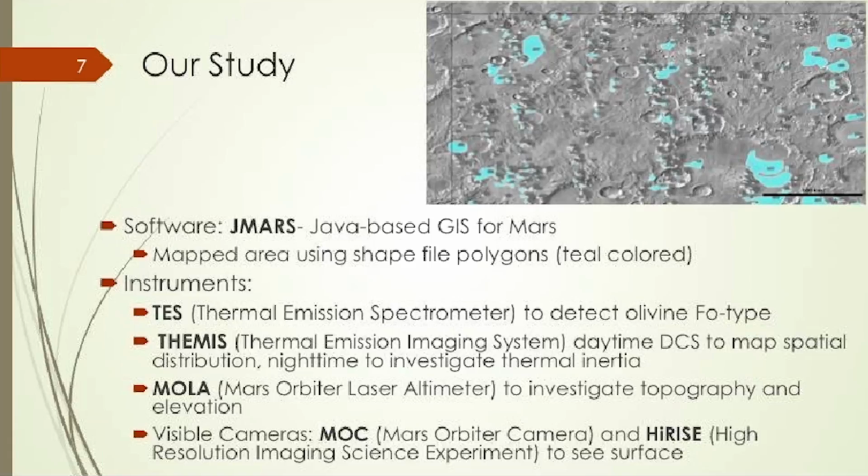And then we also used the Mars Orbiter Laser Altimeter to investigate the topography and elevation. And we used the MOC camera and HiRISE camera, which are just these really nice high-resolution cameras that can get up to centimeter scale. It's gorgeous. So we were able to pull up a lot of that data, basically just to get an idea of what was going on on the surface.